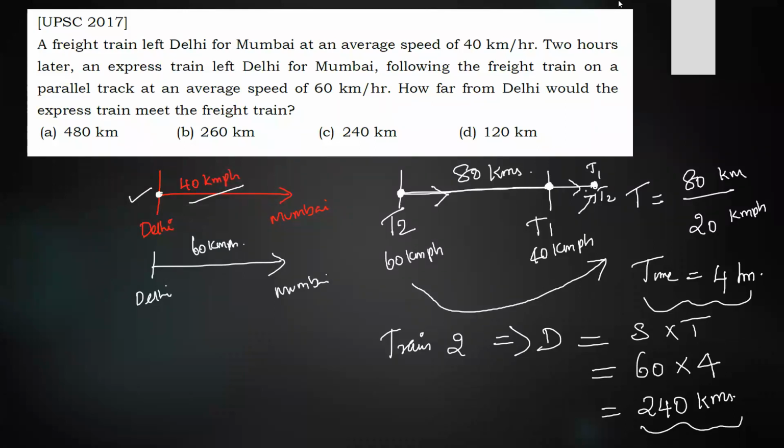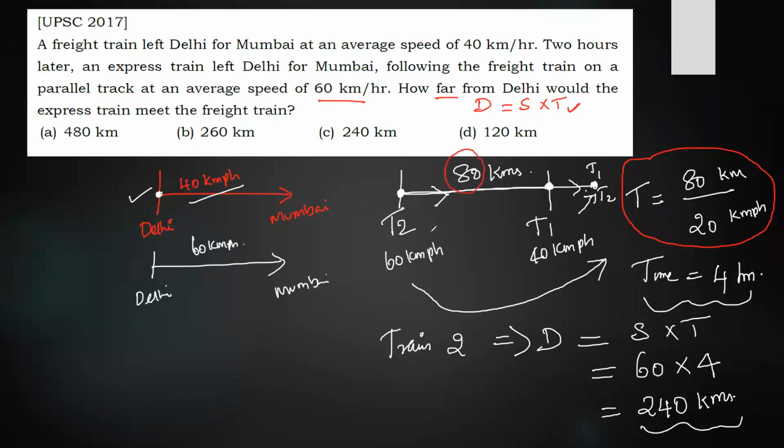The answer is 240 kilometers from Delhi. Then at 240 kilometers, the trains will meet. Train 1 and train 2 will meet at a 240 kilometer distance from Delhi. This is the question. Is it clear? The question is distance, right? How far? This is the question.